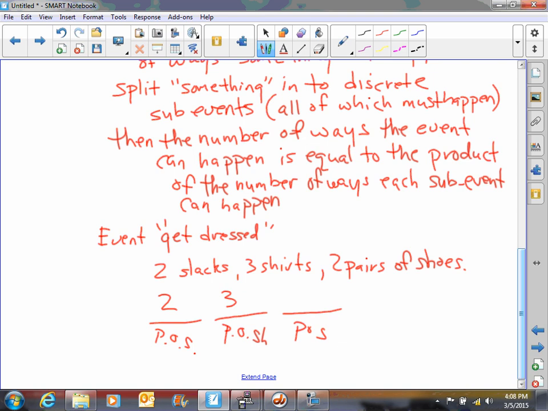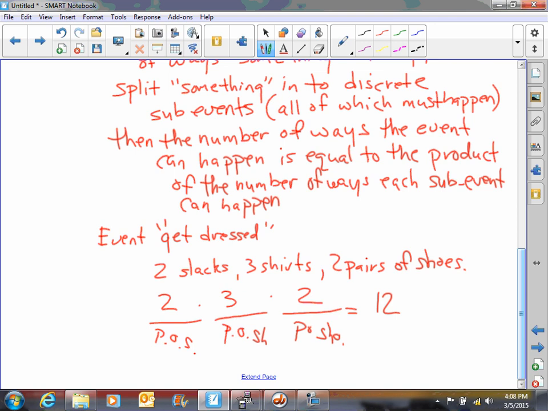And then the third event will be put on shoes. Put on shoes. How many ways can you put on your shoes? Well, there's 2 pairs of shoes. And assuming you're not going to put one from one pair and another from the other pair on, there's 2 ways you could do that. Now, how many ways can you then get dressed? Well, the fundamental counting principle says it's the product of these things, so it's 2 times 3 times 2, or 12. Now, there's a number of different ways this could be asked. Also, we could say you have 2 slacks, 3 shirts, 2 pairs of shoes. How many different outfits can you wear? And it sounds a little different, but it's exactly the same question.